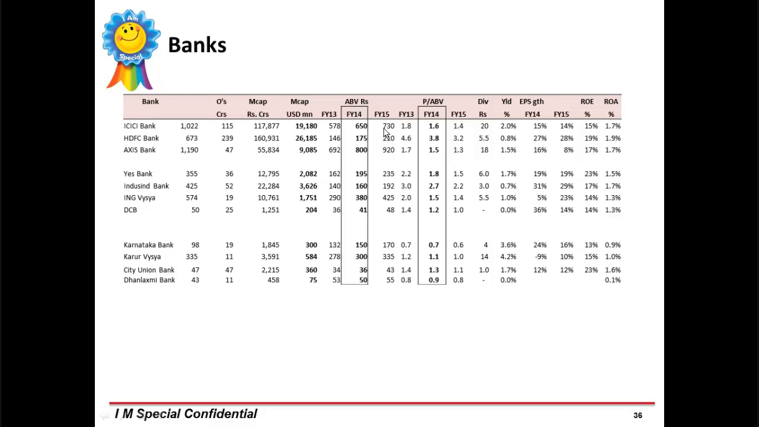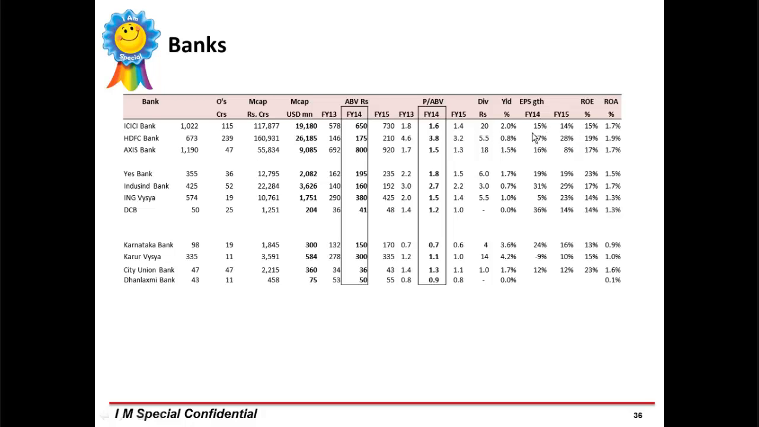Adjusted price to book. As I already told you, all banks, NBFCs and asset players are valued based on price to book or adjusted price to book. So that is why I have taken price to book. So ICICI Bank has 1.6 times price to book, HDFC has 3.8, Axis has 1.5. Dividend yield, again simple, dividend divided by price is the yield.